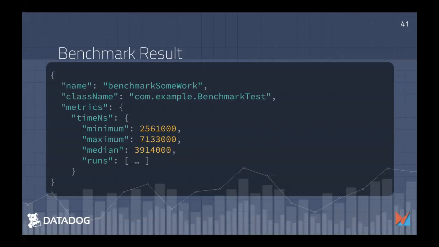You're going to get a bunch of JSON objects that look like this, with the class name and test name of what was measured. And then you're going to get in the metrics full information on how long it took. The runs array is going to list the timing in nanoseconds of every single run that was done by the benchmark library. And you already have the minimum and maximum duration in nanoseconds again, and the median duration, which is not the average, but the one in the middle of all the runs.